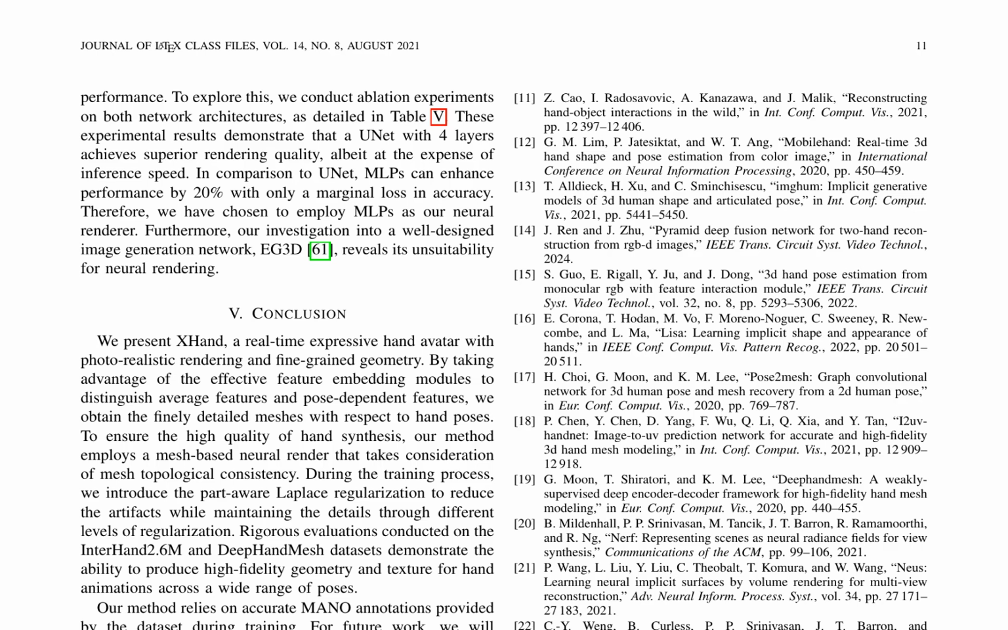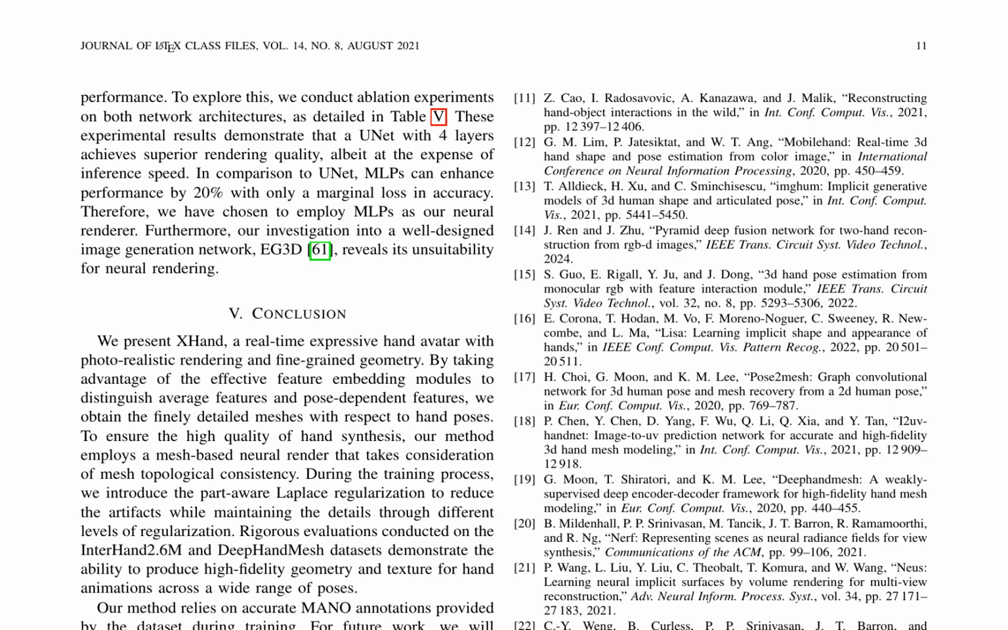To reduce artifacts while preserving details, part-aware Laplace regularization is introduced during training. This approach applies different levels of regularization to achieve a balance between detail preservation and artifact reduction. Ablation experiments were conducted to evaluate the performance of various network architectures, revealing that a 4-layer UNet achieves superior rendering quality, albeit at the expense of inference speed.